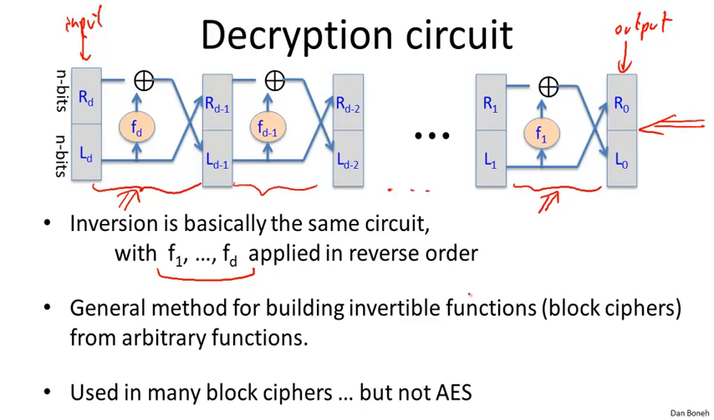Although interestingly, it's not actually used in AES. There are many other block ciphers that use a Feistel network. Of course, they differ from DES in the functions F1 to FD, but AES actually uses a completely different type of structure that's not a Feistel network. We'll see how AES works in a couple of segments.